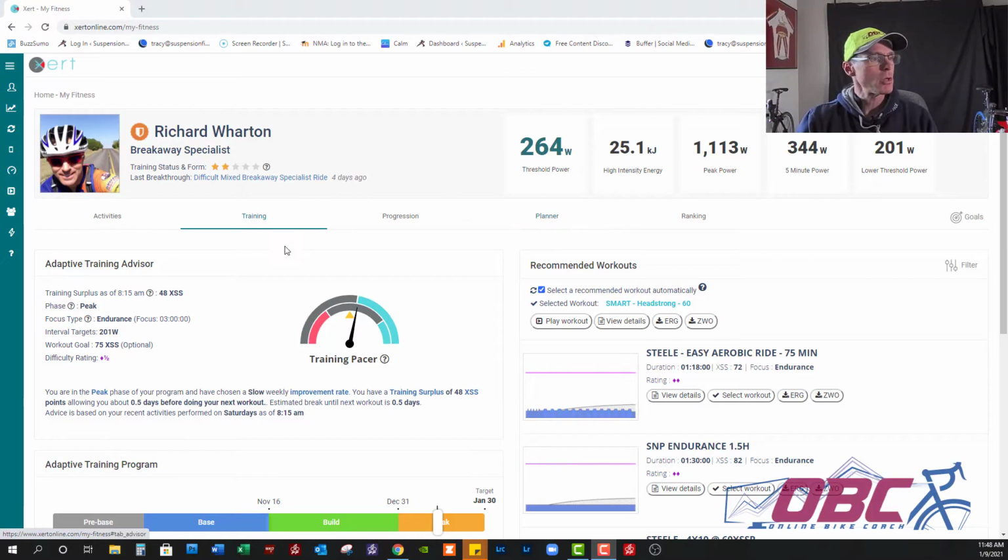We're going to start by showing that based on my workouts for the week, I'm at 48 XSS of surplus. I'm still in my peak phase. It's asking me for an endurance ride with low interval targets and an optional workout goal of 75 XSS. Imminently achievable. But I'm going to change that up.